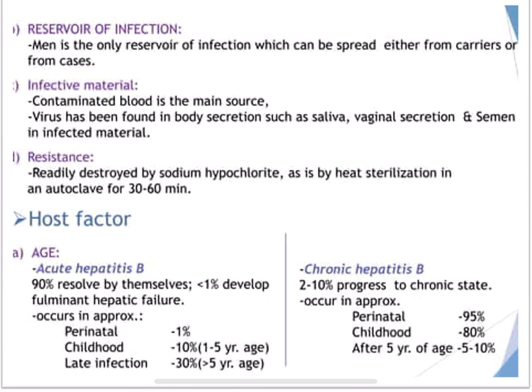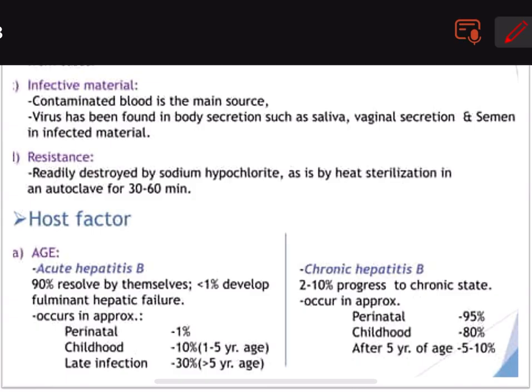Is it clear? What did we understand? Acute hepatitis B, we are discussing that it is age dependent. Okay, let us just mark it here. It is age dependent. It occurs 1% in perinatal, 10% in childhood, 30% in the late infection. So 90% will resolve by themselves.